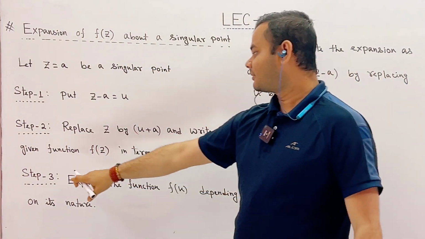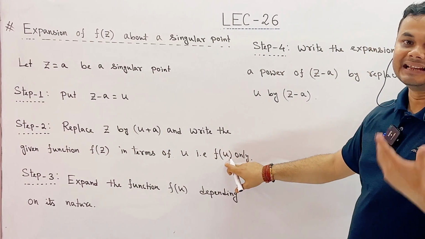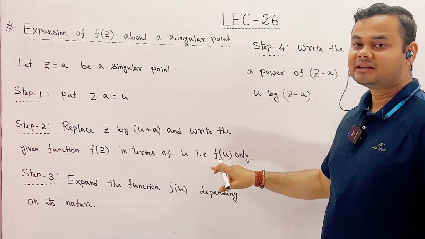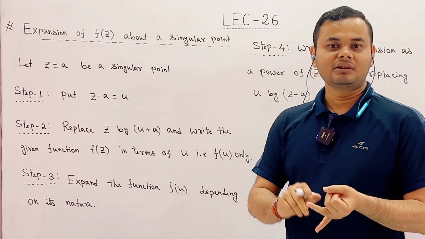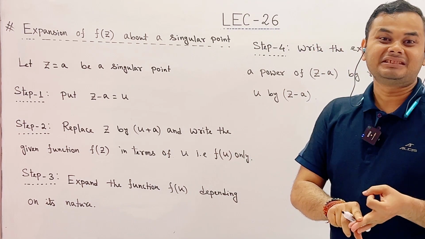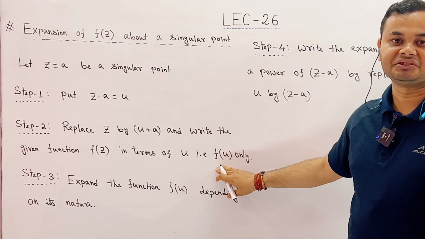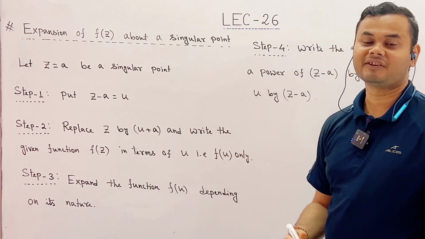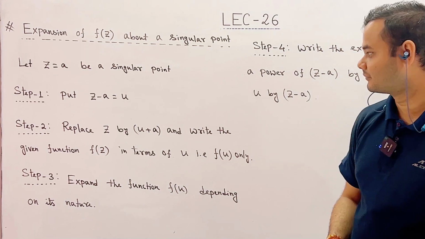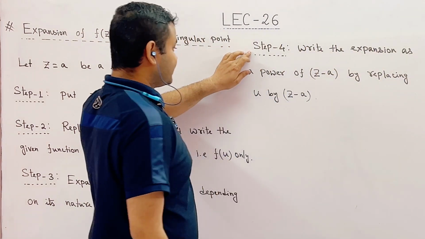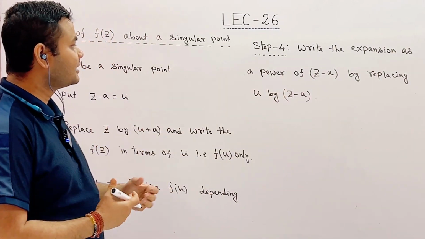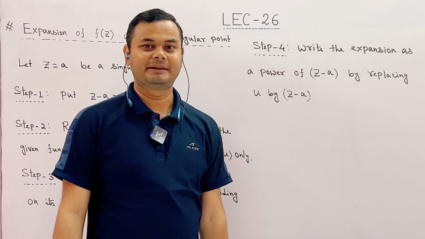Next, in step number 3, depending on the nature of this function, we have to expand this function. This function can be a sine function, cosine function, exponential function, or simply a partial fraction. If it is partial fraction, then we need to expand this function via binomial theorem. Next, in the last step, we have to replace u by z minus a and then write the expansion as a power of z minus a only.